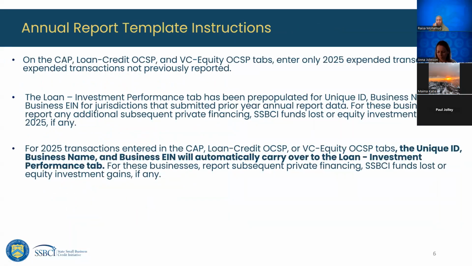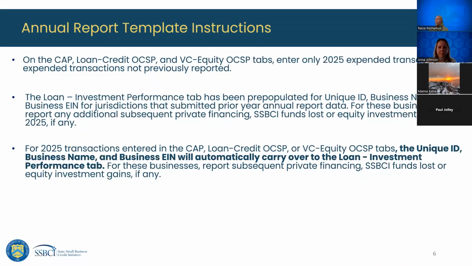All right, so the annual report, like we mentioned, captures expended transactions for 2025. So when filling out the template on the CAP, loan credit, and VC tabs, you should enter 2025 transactions, of course, except in the case of transactions that weren't previously reported. On the last tab of the annual report, it might look a little different from last year. The loan investment performance tab has pre-populated information, including the unique ID, business name, and business EIN for jurisdictions that submitted prior year annual reports.